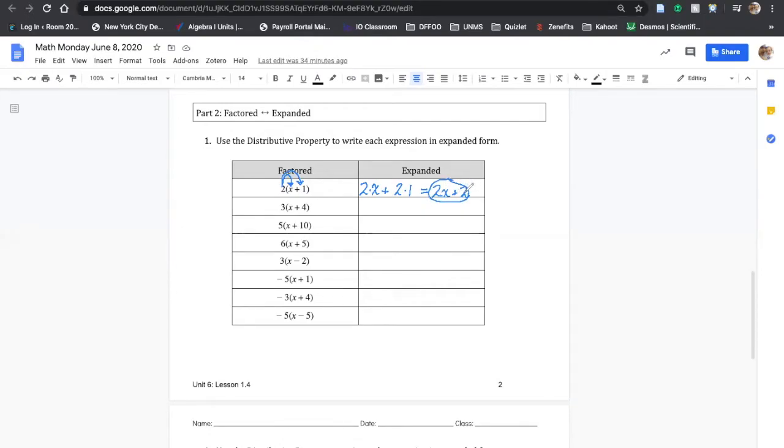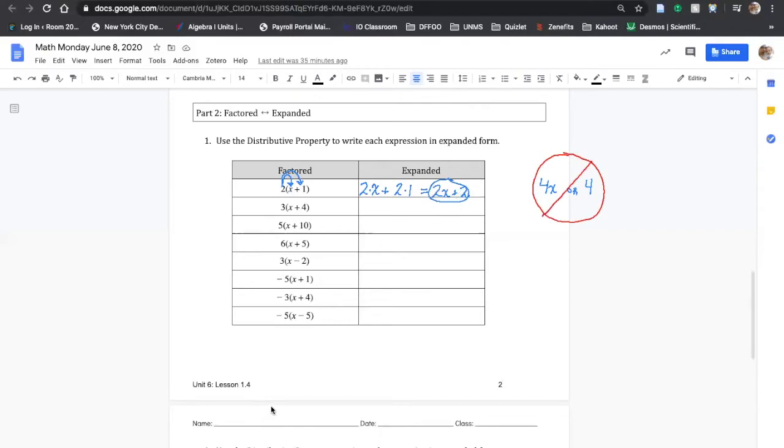What a lot of students do at this point is they'll say, okay, so 2x plus 2, that gives us, they'll either say 4x or they'll say 4. But neither of those are correct, right? So don't do that. We can't add them together. You are done at this step here, 2x plus 2.